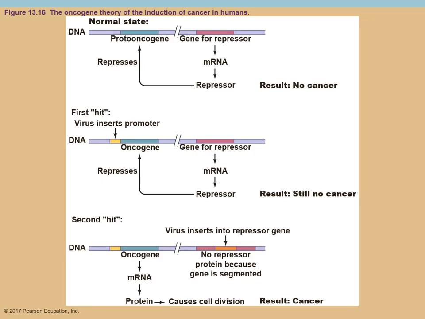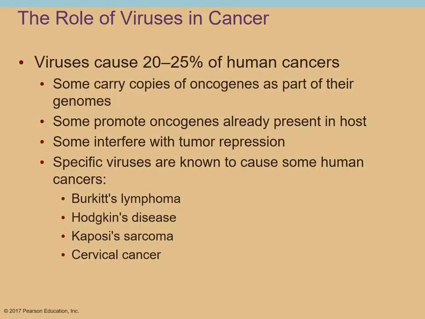It has to be multiple hits, which is one reason why it's over your lifespan, which is why you have a higher risk of developing cancer the longer you live. You have a better chance of having those hits occur. It has been estimated the viruses cause anywhere between 20 and 25% of human cancers.